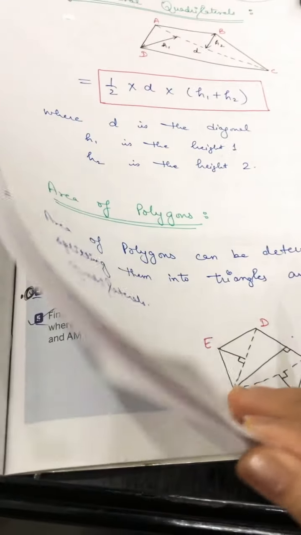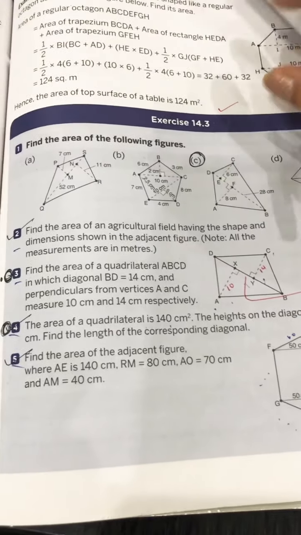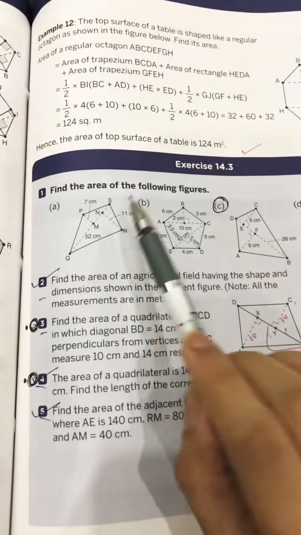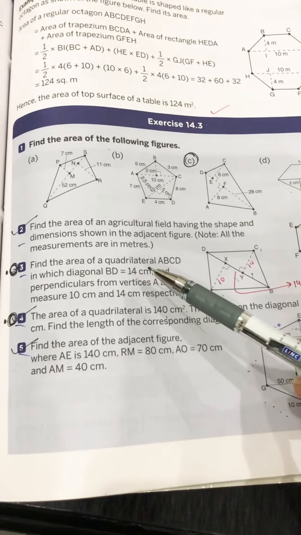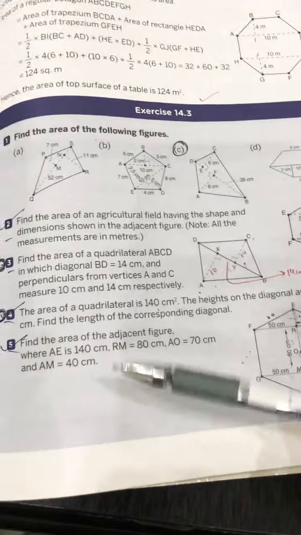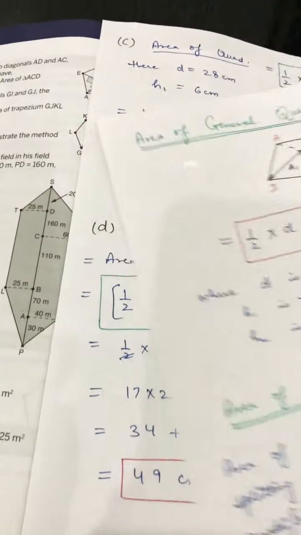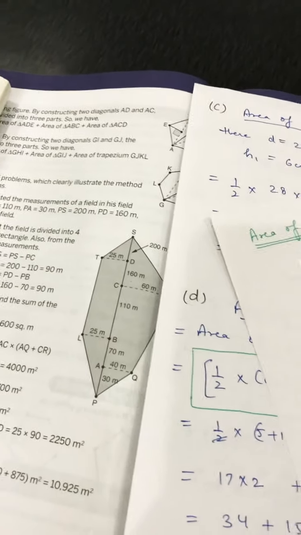Now let's start with the exercise. This is the exercise 14.3. Today we are going to do question number 1 and 2, and then by tomorrow we'll discuss question number 3, 4 and 5. 5 questions are there in total. And now let's start with the exercise 14.3, question number 1.